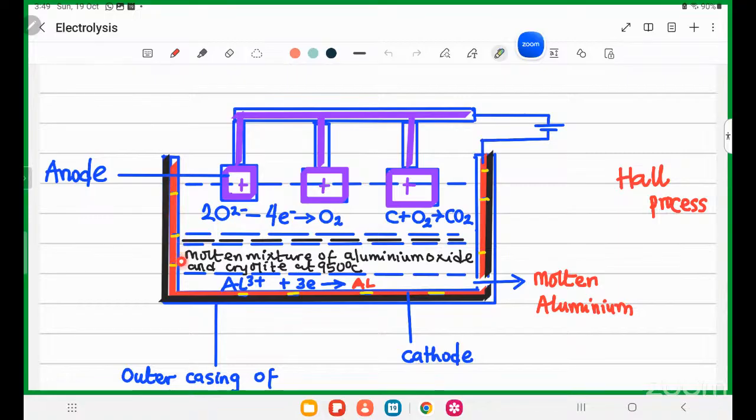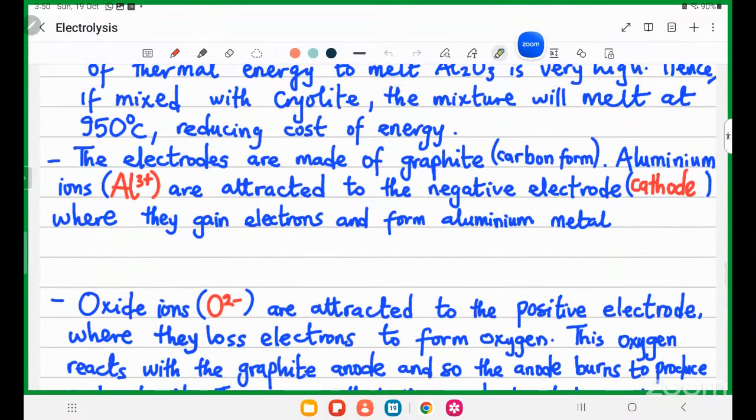Now we have this electrolytic setup. The red panel there is the cathode, where the aluminum will be formed. The aluminum ion gains 3 electrons to become aluminum solid. Then you get your aluminum through this channel. This is the molten aluminum. So this is the cathode, and aluminum is produced there by gaining electrons.